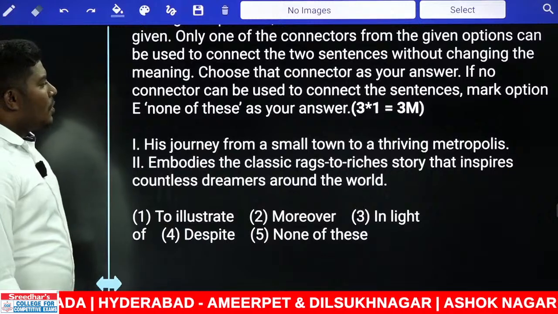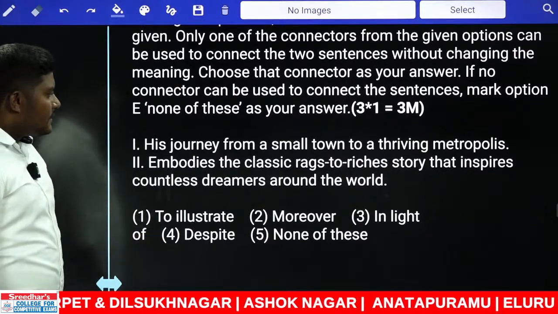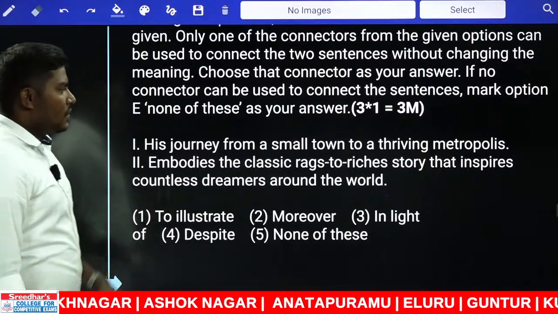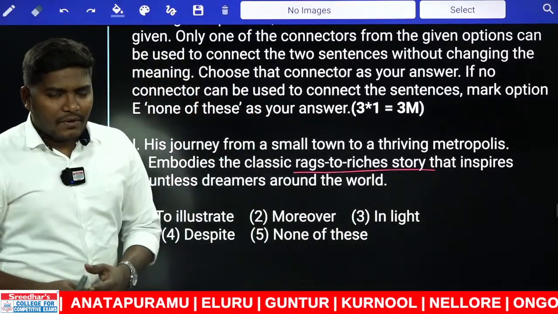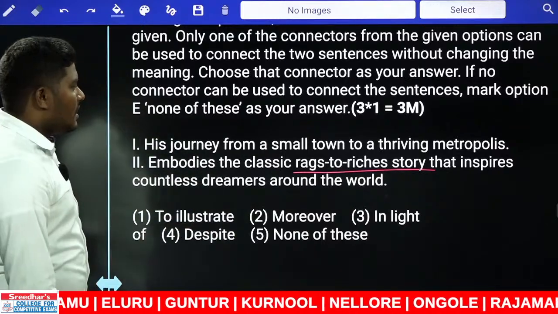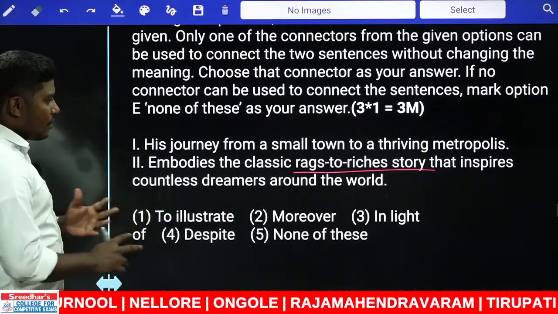His journey from a small town to a thriving metropolis embodies the classical rags to riches story. There is a story, okay, rags to riches. That means from the slums to the rich areas, that inspires countless dreamers around the world. Okay, let us try to pick something.